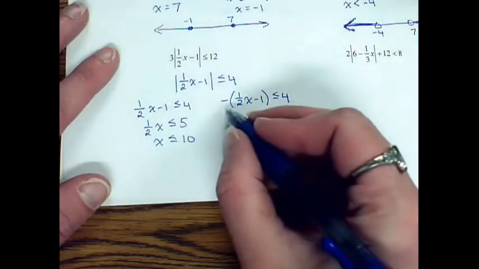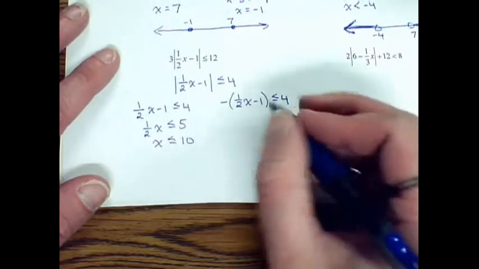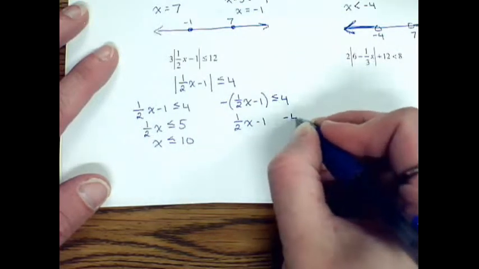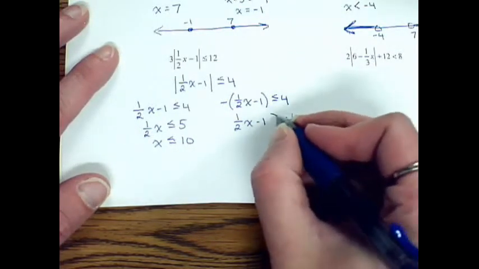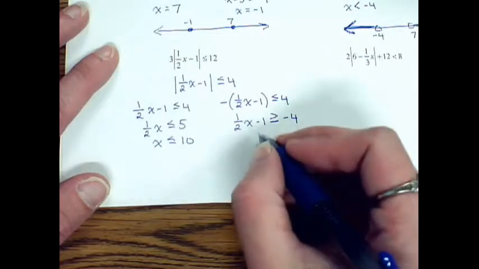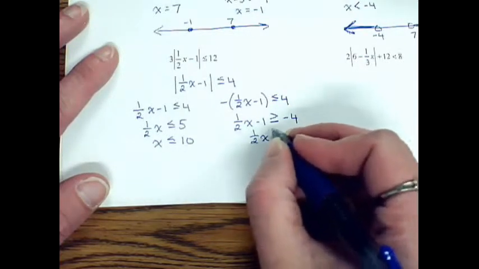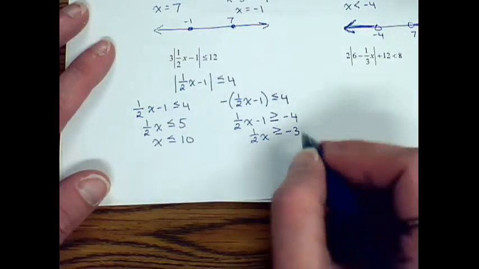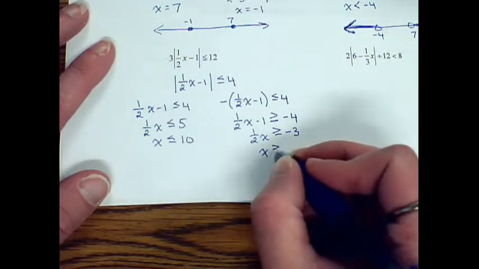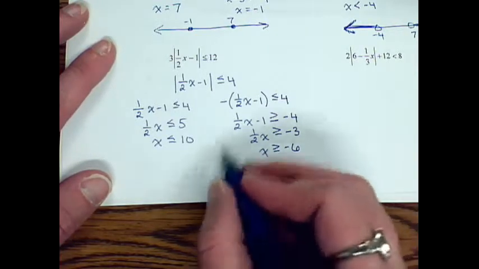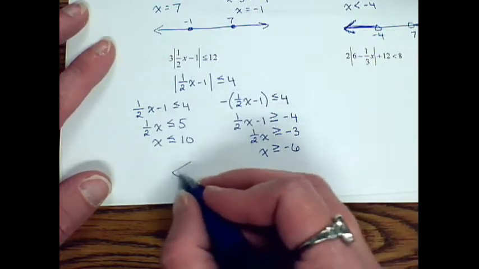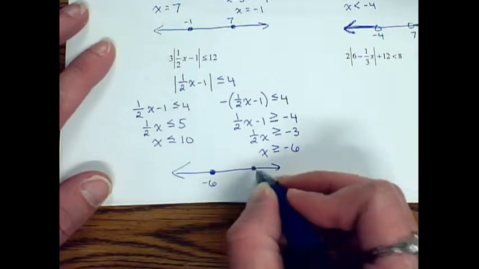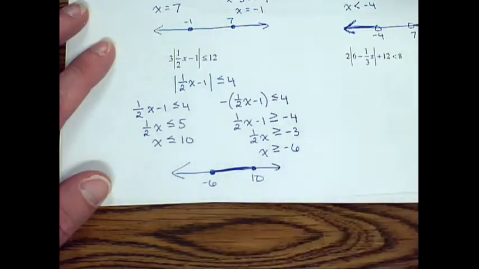I think I'm going to divide both sides by negative 1 and get rid of that negative sign this time. Now when I do that, this becomes a negative 4, and my symbol does flip. Now I'm going to add the 1, and that becomes a negative 3. To undo half of x, I multiply both sides by 2, and I get x is greater than or equal to negative 6. And since this started as a less than or equal to, I agree. It should be a sandwich between negative 6 and 10. Done.